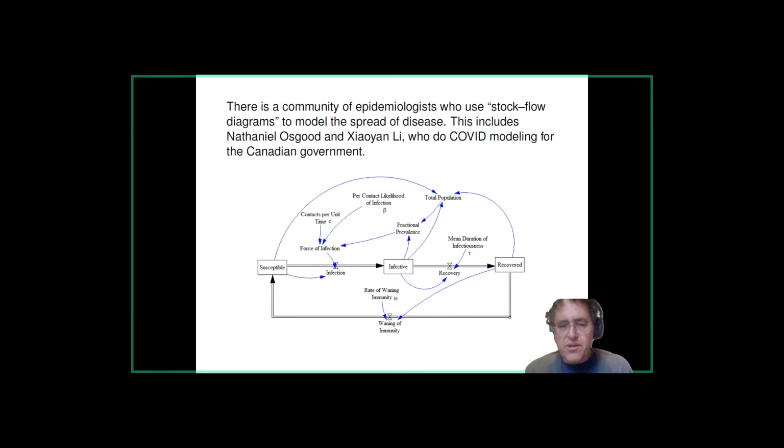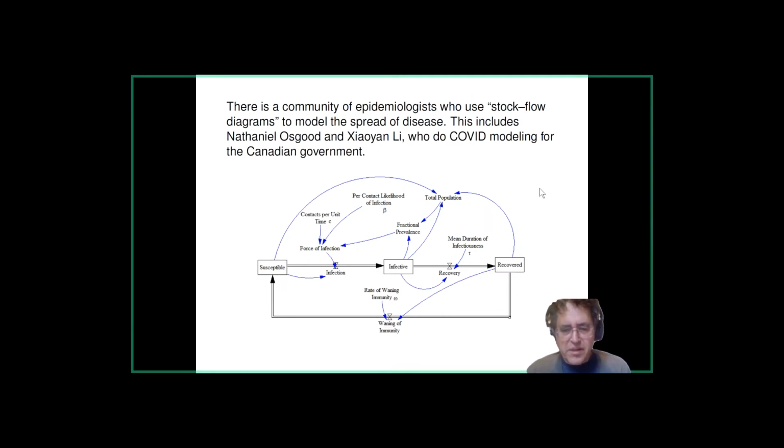And in particular, they're among the leaders of COVID modeling for the government of Canada. And they make models that the government of Canada uses to predict, over short periods of time, how the rate of COVID will increase or decrease. And so here's a simple example of a stock-flow model, a stock-flow diagram.